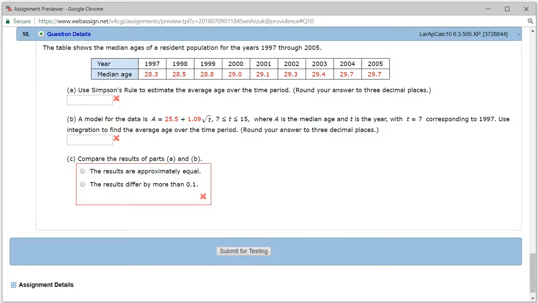Alright, let's look at homework 6.3, problem number 10. We have a table of median age given over the 8 years, and I want to use Simpson's Rule to estimate the average age over the 8 years. Alright, so let's do that.